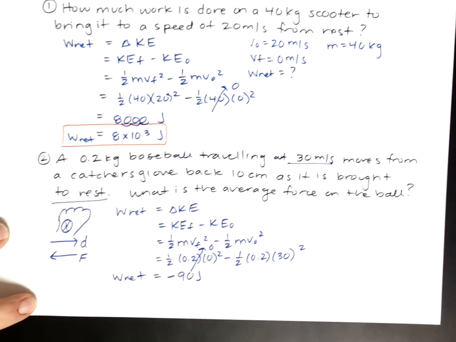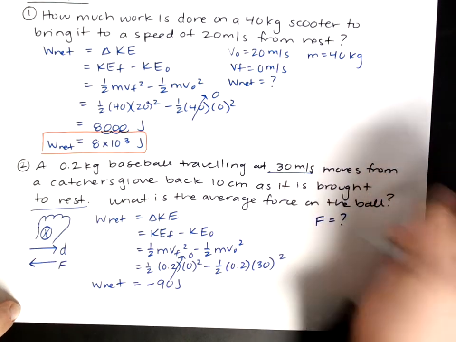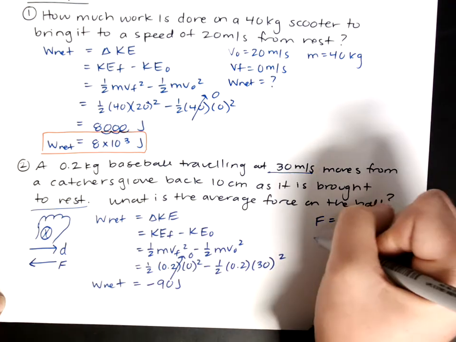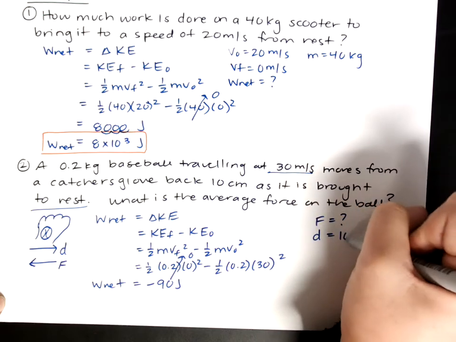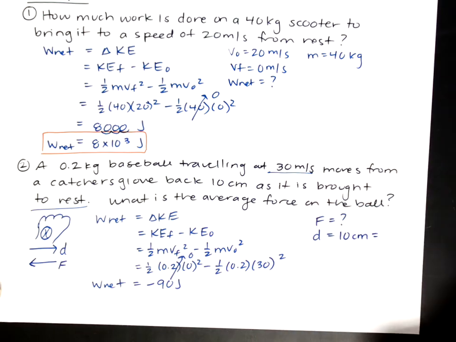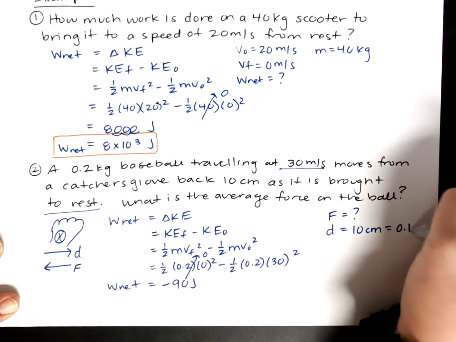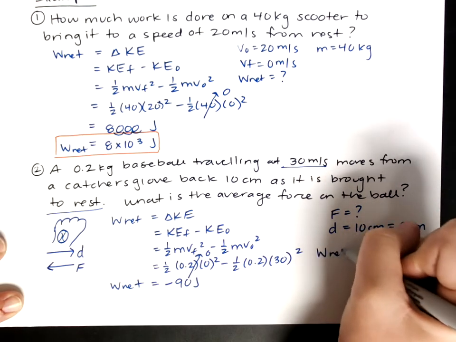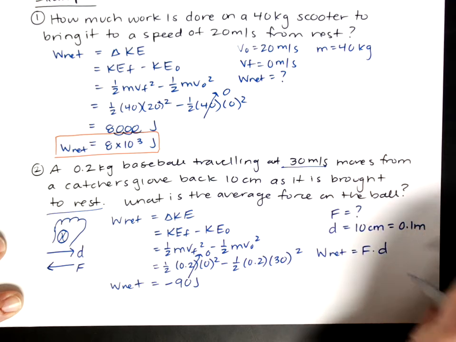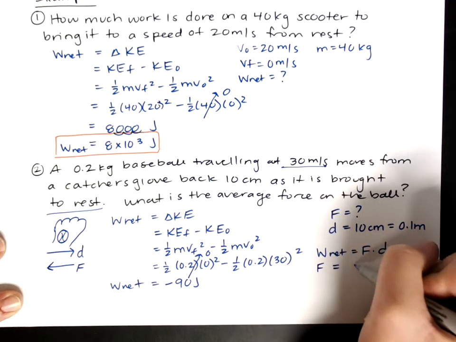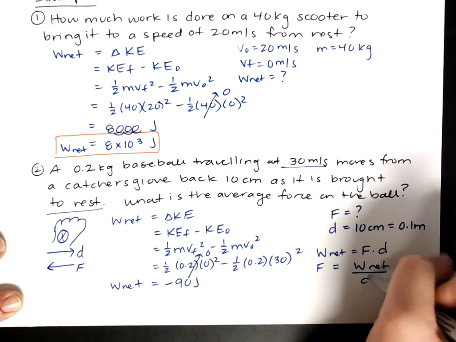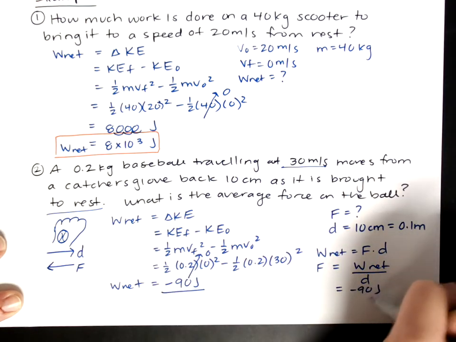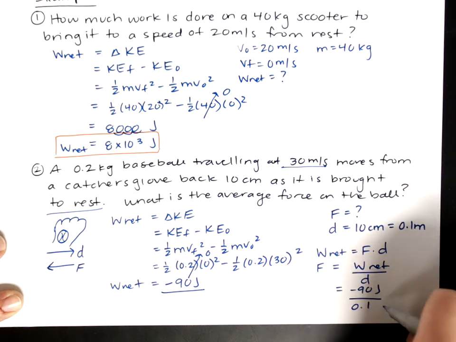Now, how is this going to help us? Well, we ultimately want to know what is the average force. Well, we know that the distance is 10 centimeters, which, make sure we convert that to meters, is 0.1 meters. We can use what we know, that net work is equal to force times distance, to solve for force. Rearrange the equation, you get force equals net work over distance. Plug in our values, negative 90 joules divided by a distance of 0.1.